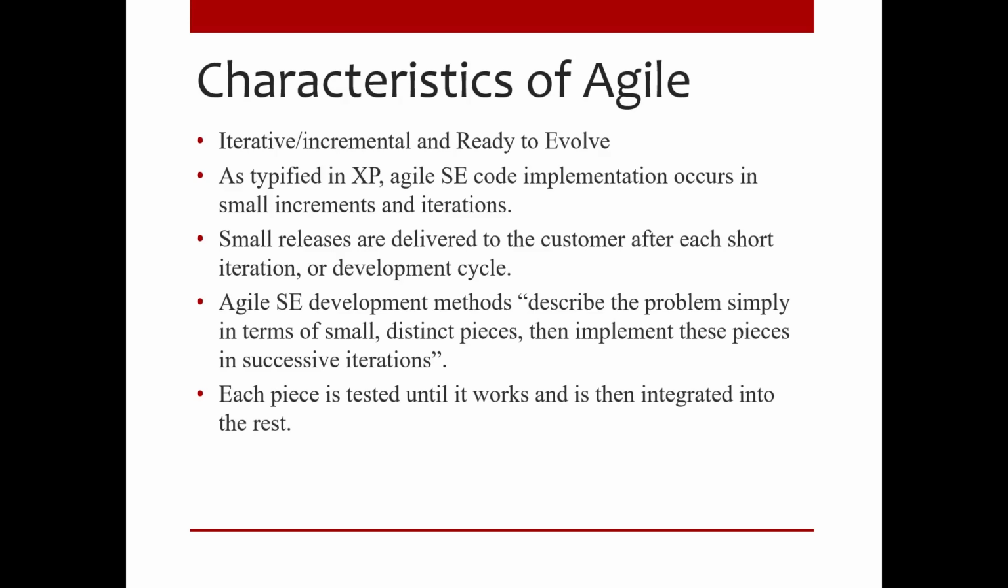Agile software development methods describe the problem simply in terms of small distinct pieces and then implement these pieces in successive iterations. Each piece is tested until it works and is then integrated into the rest. In agile technique, it is preferred to have face-to-face communication and informal communication for better requirements and then better results.